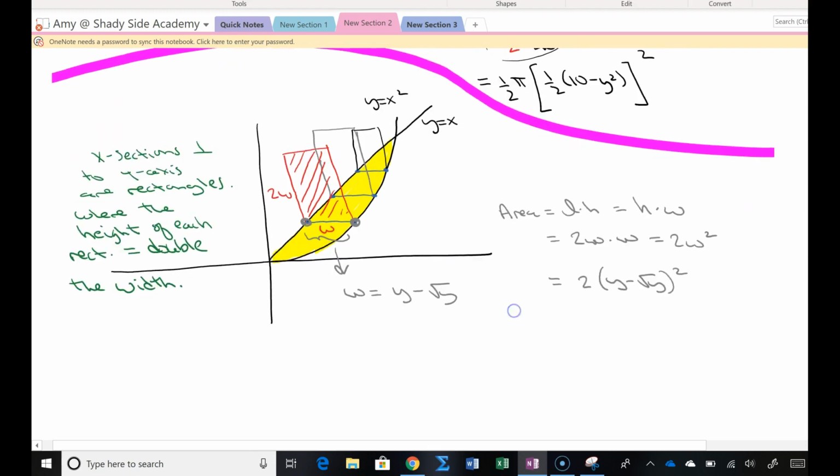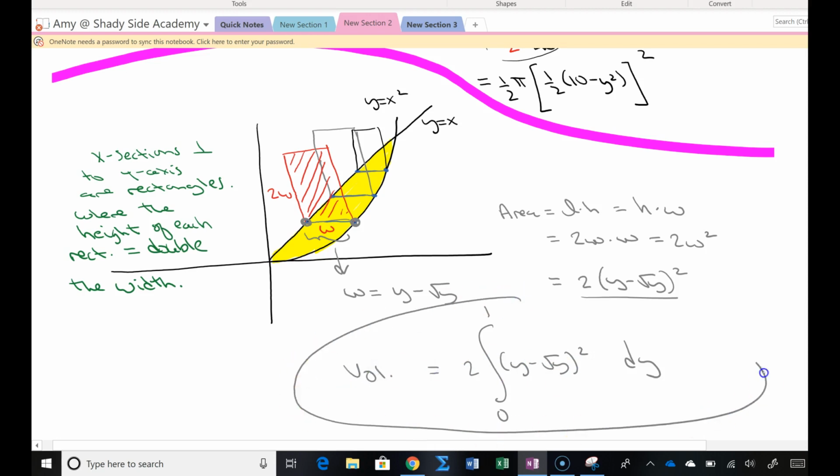And I should say this, I'm noticing the cross sections are stacked over an interval of y. My integral is going to be in terms of y. The interval of y is 0 to 1. And here is my integrand. 2 times (y minus root y) squared equals this volume. Okay, that hopefully should be really nice and clear.